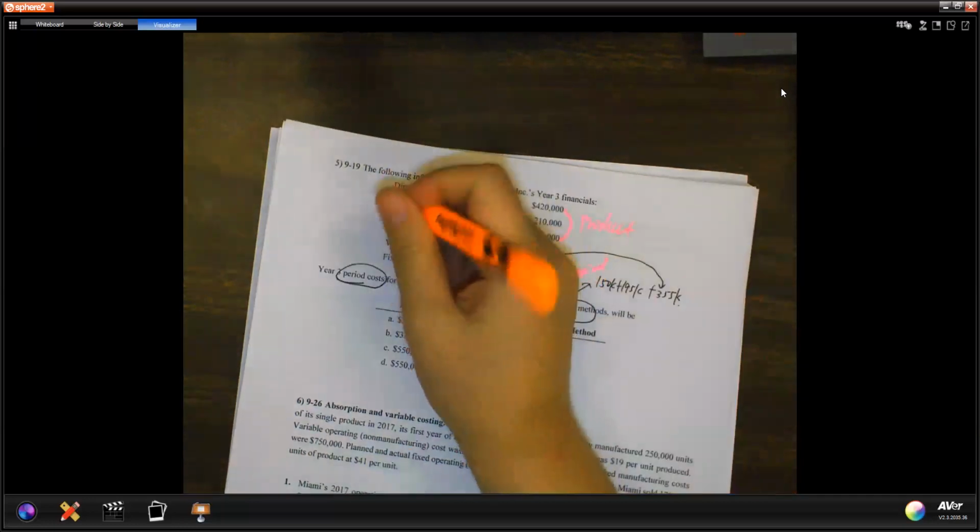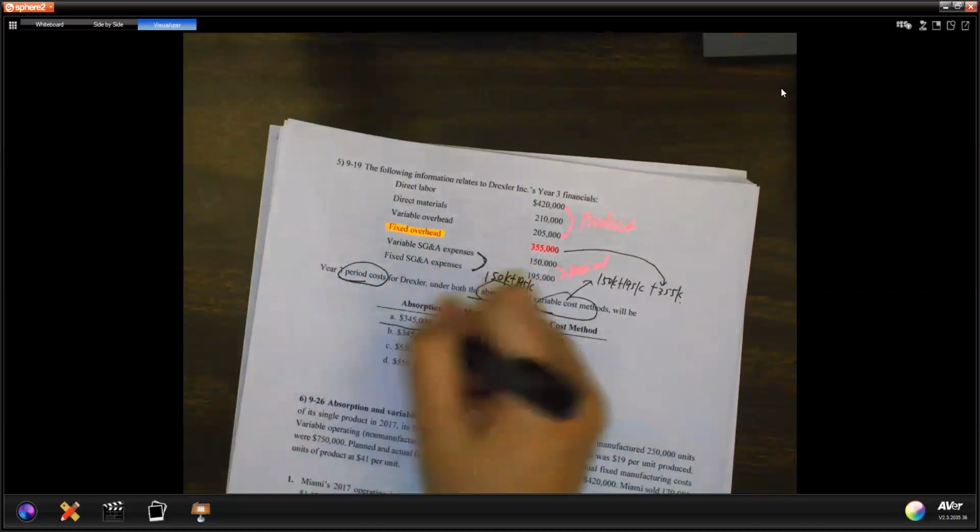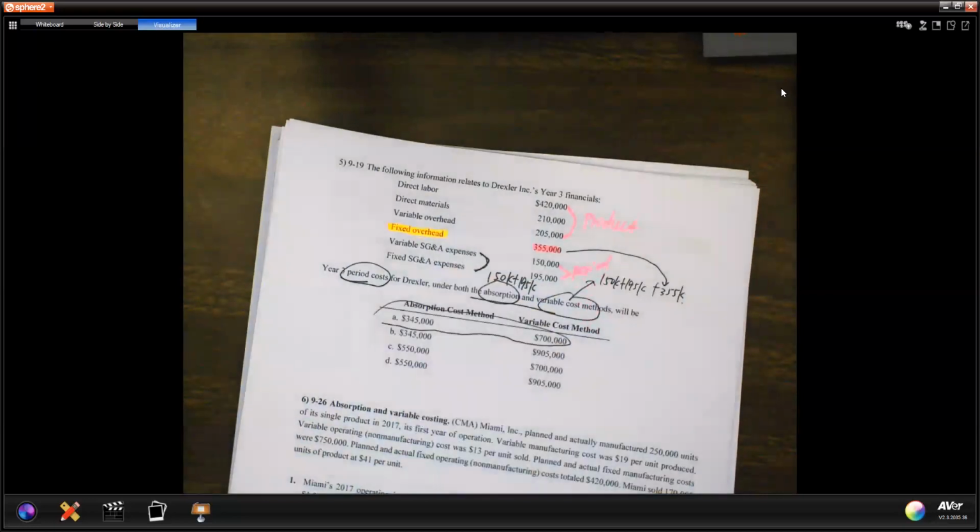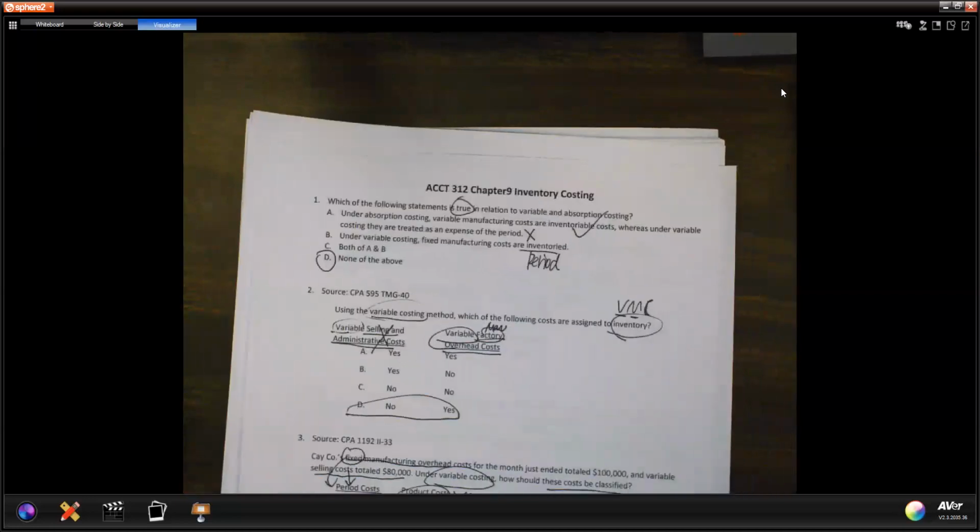So the only troublemaker is how we deal with fixed manufacturing overhead. Under variable costing, it's your period cost. Under absorption costing, it's your product cost. So you have to make sure you know the difference. Okay, I want to briefly review these 5 questions, which talk about the first learning objective of our Chapter 9.